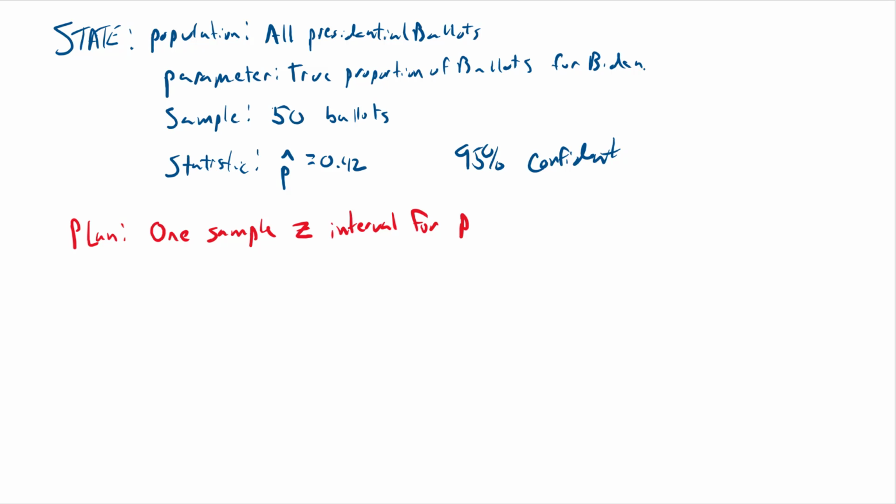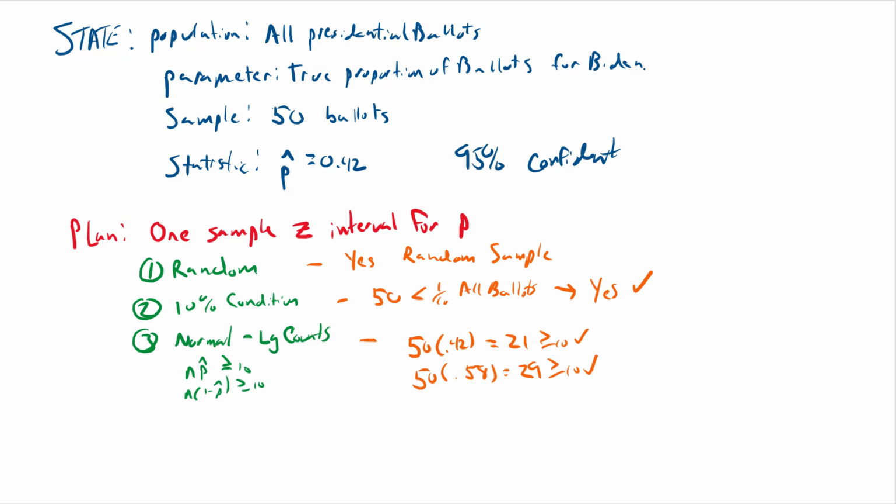Again, we dealt with our random. We had random, 10%, and large counts. So again, as we put in there, yes, we had a random sample. Our sample of 50 was passing the 10% condition, and we passed our large count. So we had greater than or equal to 10 in both situations. So all 3 of those conditions have to be met, and you need to name the procedure that you're using for the confidence interval. So we got state, plan done.